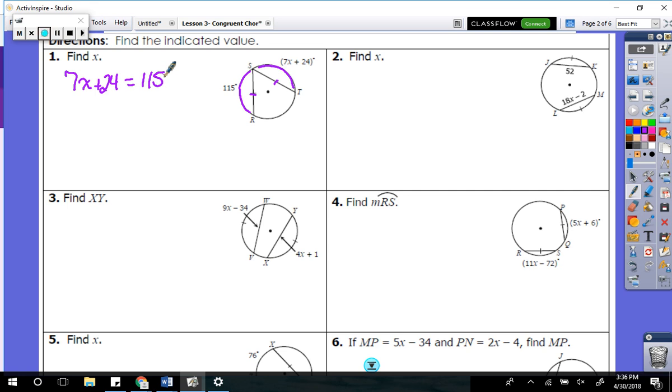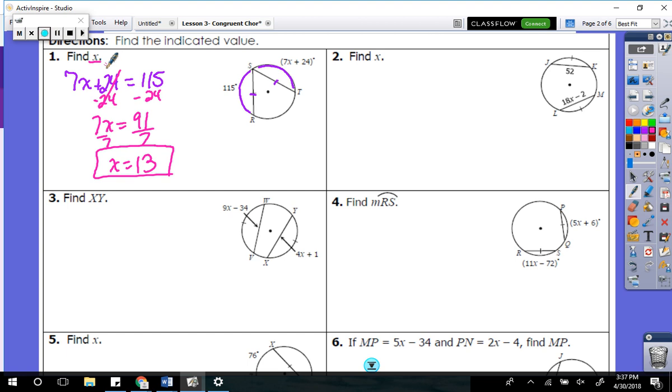So now it's back to solving equations. Subtract 24 from both sides. 7x is equal to 91. Divide both sides by 7. X is equal to 13. And we were looking for x, so we're done there. Make sure you check to see what you're looking for.